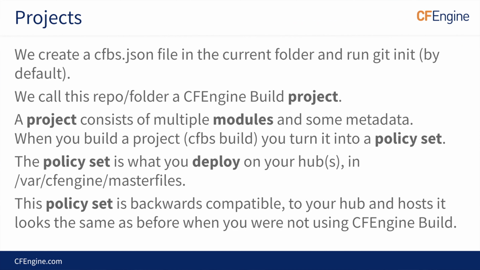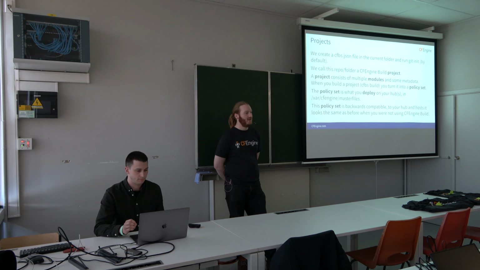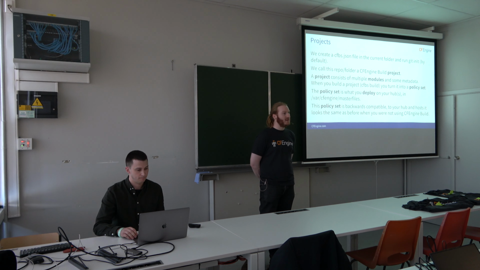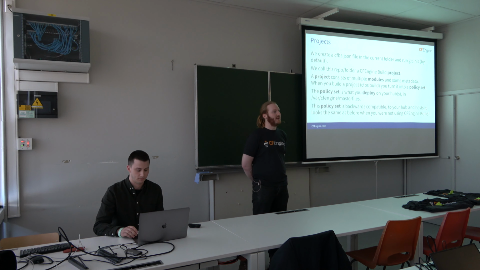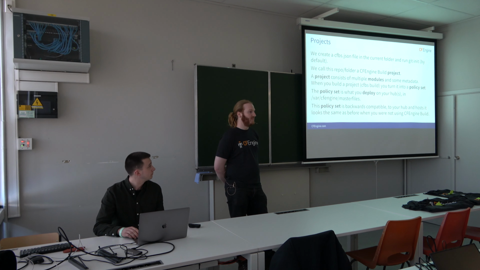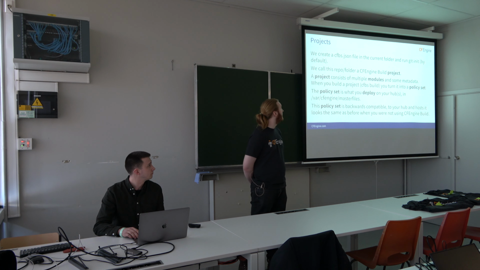A little bit of terminology here. We call these things projects, which is basically just a folder or a repo where you have your cfbs.json file, and it consists of multiple modules that you've added. You build that project into a policy set, which is the thing that you deploy. Finally, the policy set is backwards compatible, in the sense that what ends up on your hosts and on your hub is the same thing as before. It's /var/cfengine/masterfiles and it's policy just like before. It's just the build process, or deploying, that is changed here.